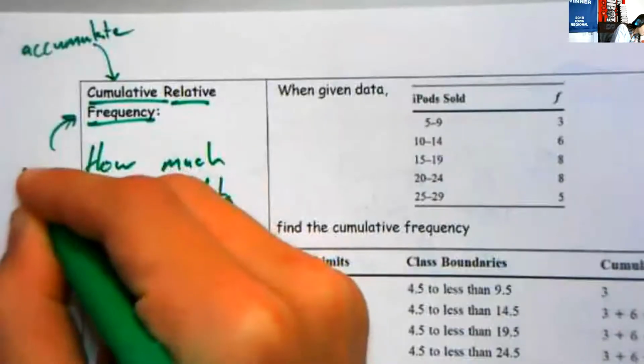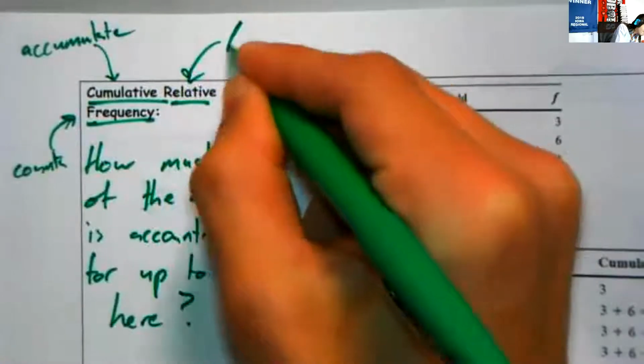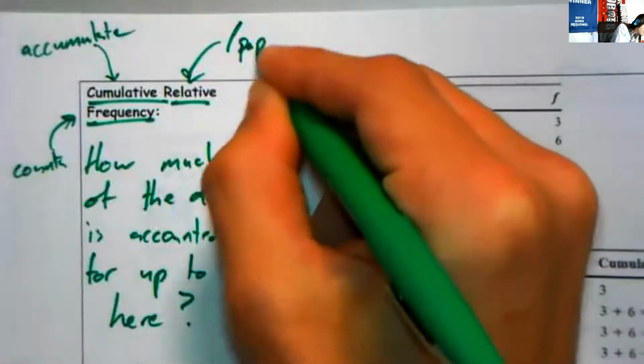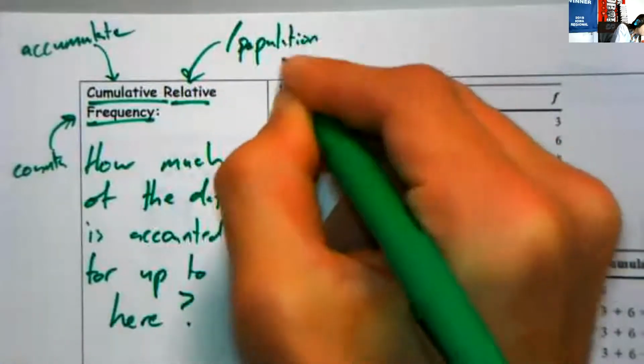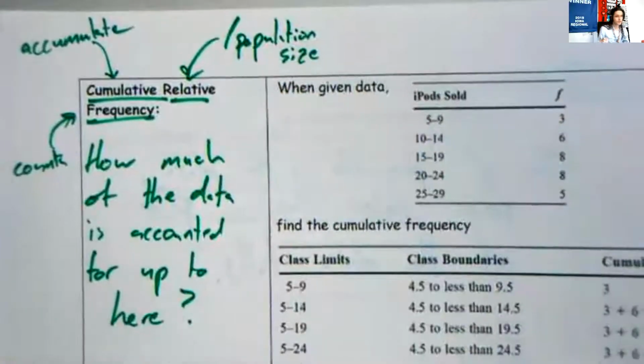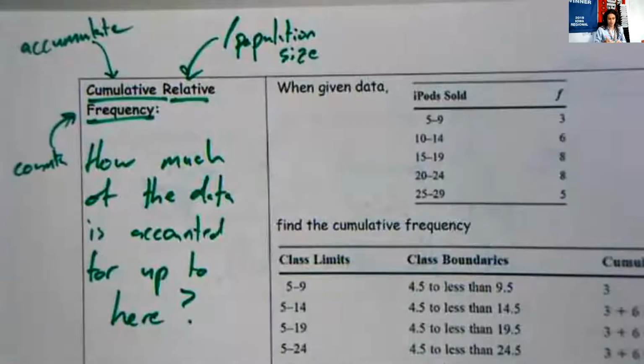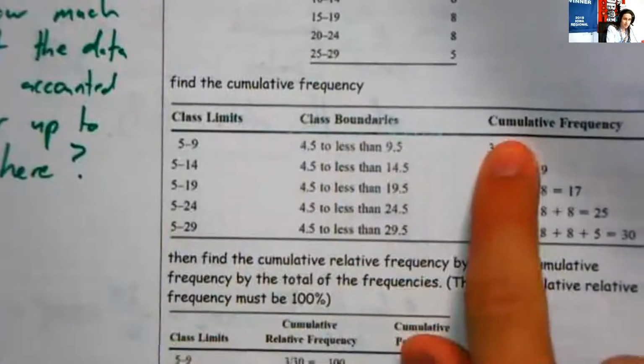The counts, and relative is divided by your population size. Look at what the words mean. Statistics is nice because we can make up the words to describe what we're talking about. Cumulative, accumulate, how much is accounted for up till now, relative to the population size, how many counts. Cool. So we can find raw data. We can find cumulative frequencies.